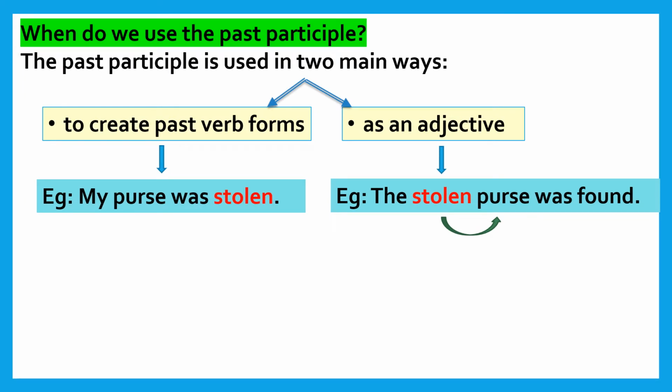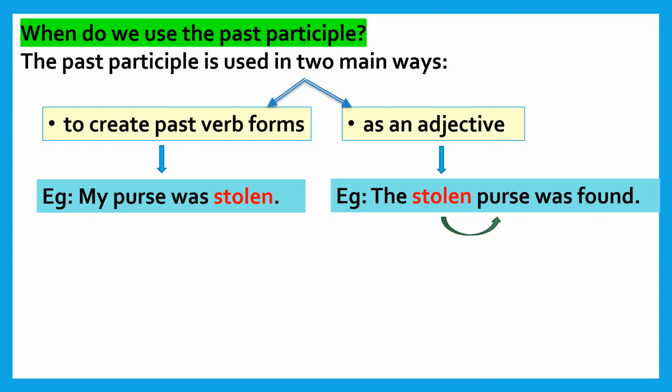When do we use the past participle? The past participle is used in two main ways. One, to create past verb forms, and the other, it is used as an adjective. Now look at this sentence. My purse was stolen. In this sentence, the word stolen tells of an action that took place in the past.